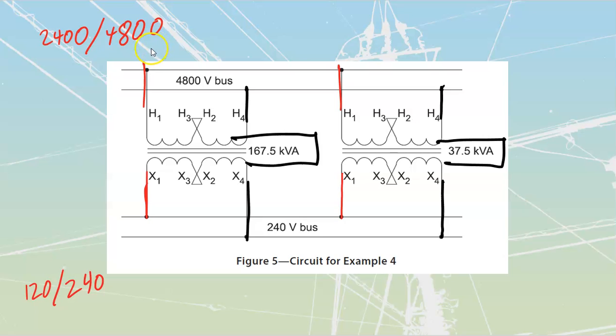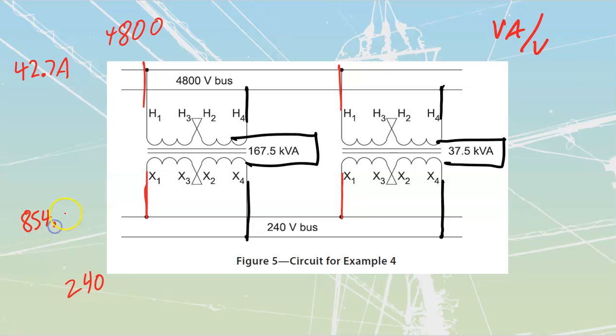If I've got 205 kVA, but it's at my 4800 volts, we know that VA divided by my volts is going to give me my amps. So I'm going to take my 205 kVA and divide it by 4800. When I do that, it's going to give me an input line current of 42.7 amps. Over here, on the output, it's 205 kVA divided by my 240 volts. It's going to give me an output of 854.2 amps that I'm going to have back out of this.